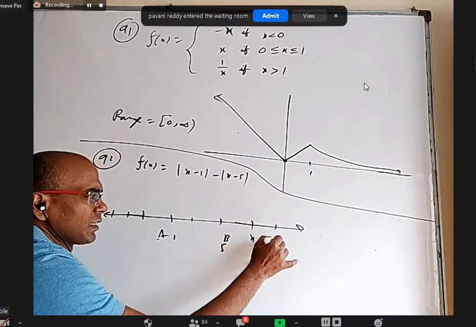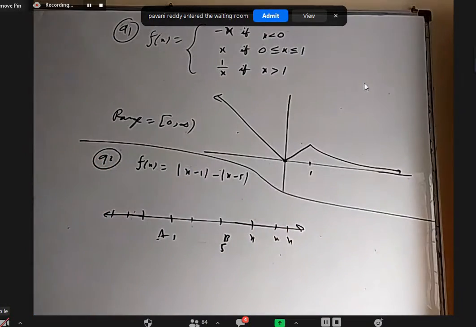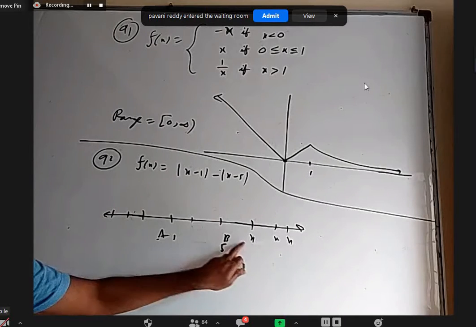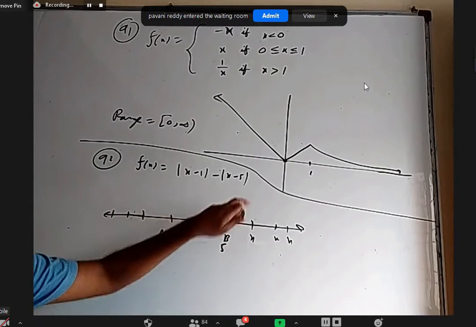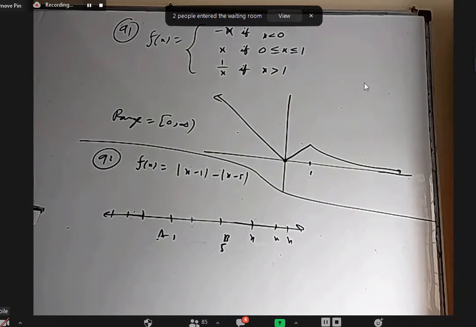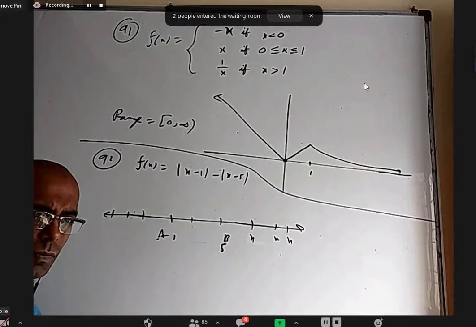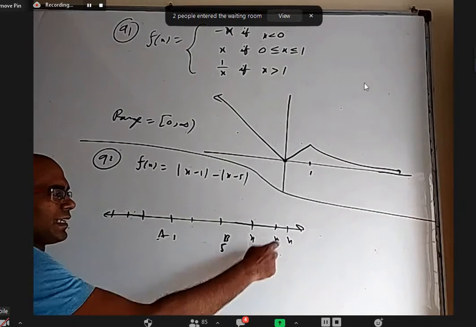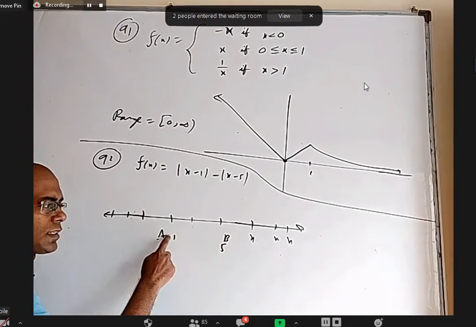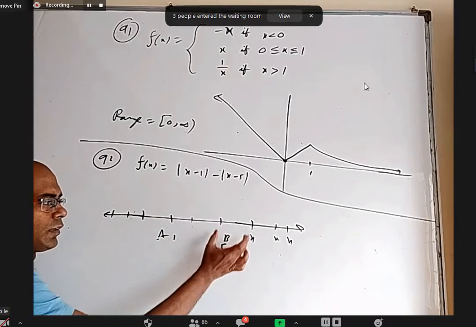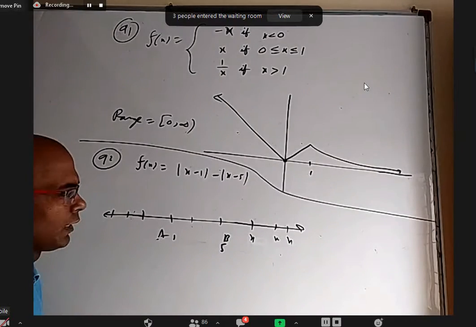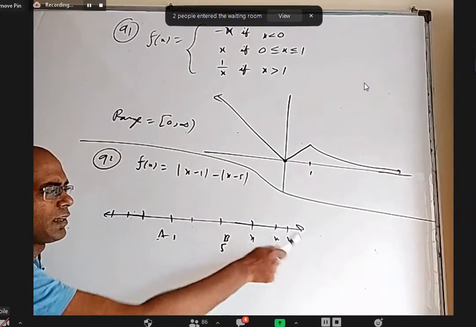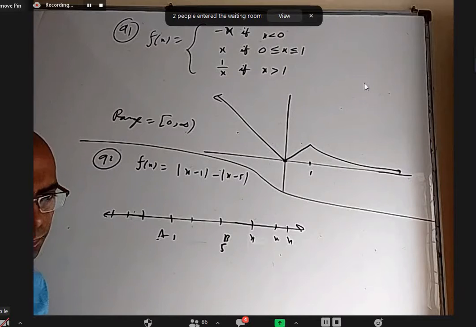If I take x here or x here or x here, what is distance to 1 minus distance to 5 from x? What will this answer be? Anybody? 4. You can take x anywhere from here to here. If you remove this distance, obviously it will be 4 units. The distance between 1 and 5 is 4. It doesn't matter whether x is 6 or 7 or 8 or 100 or 1000.